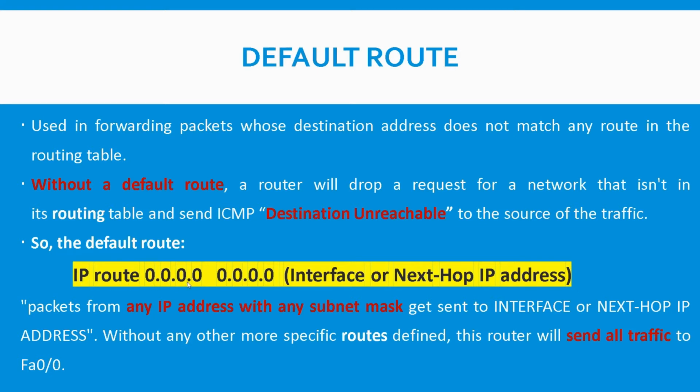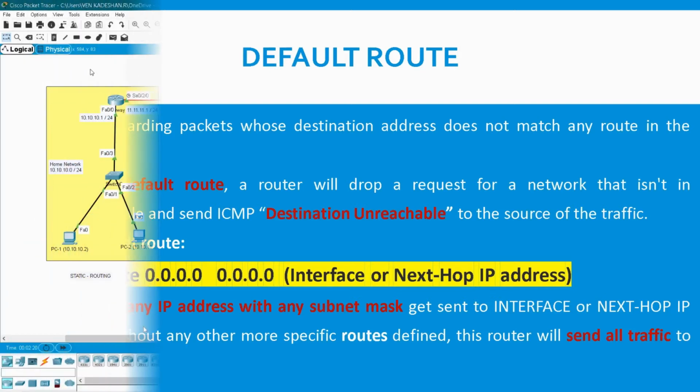0.0.0.0 with subnet mask 0.0.0.0 followed by either the exit interface or the next hop IP address. Once the default route is configured, the packets from any IP address with any subnet mask will be forwarded through the exit interface or next hop IP address without dropping. So it is a mandatory task for an administrator to configure this default route in the gateway router. We will see how to configure it with the topology setup.